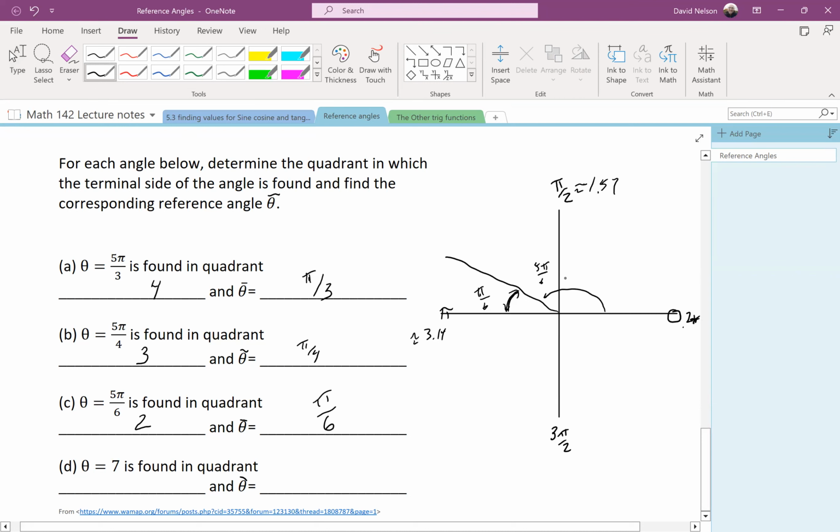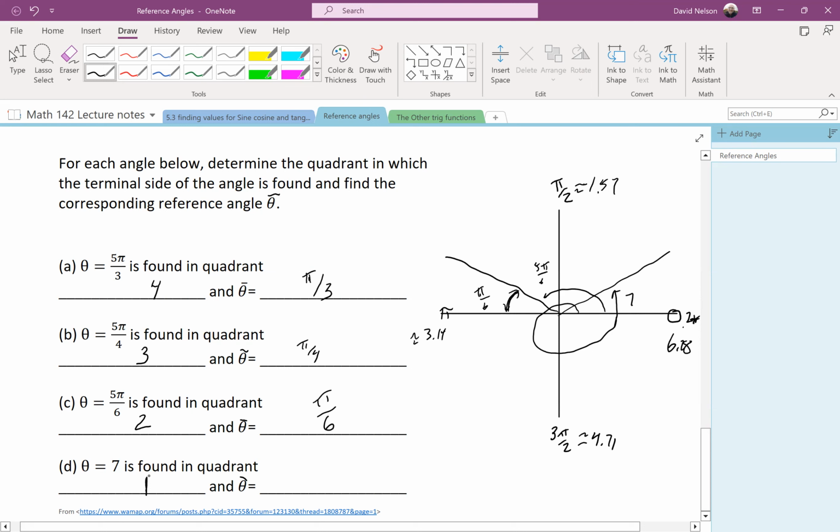And then 2 pi is about double pi. And so if you go all the way around, that's about 6.28. But I'm going around 6.28 plus a little bit more. I'm going to end up over here at 7 radians. And so I'm going to end up in quadrant 1.